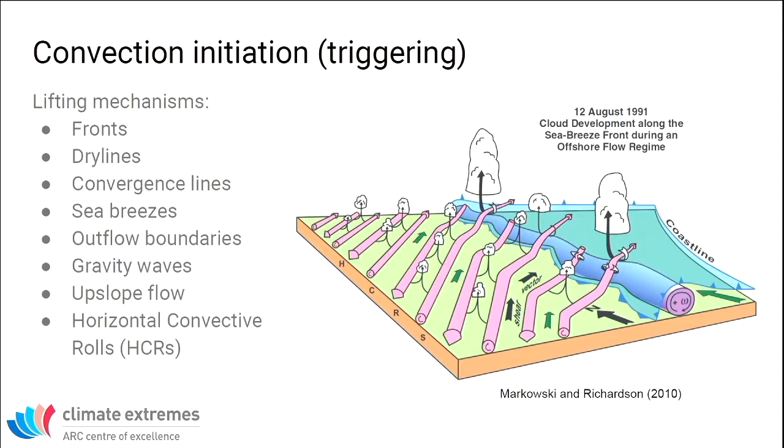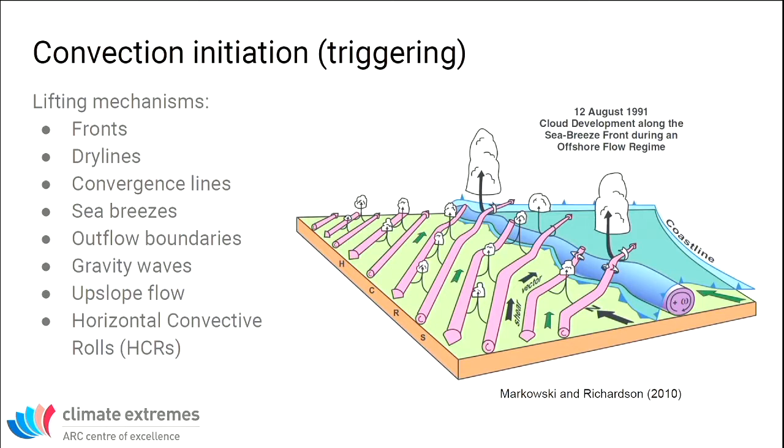And then there's a final ingredient for convection which I haven't mentioned so far, and this is triggering. I said before that it takes a certain amount of energy for a parcel of air to reach its level of free convection. Where does that actually come from? How do we actually trigger it? There's a variety of processes that can do that.